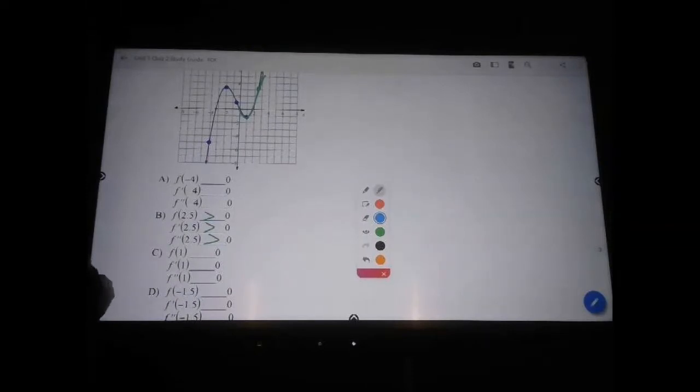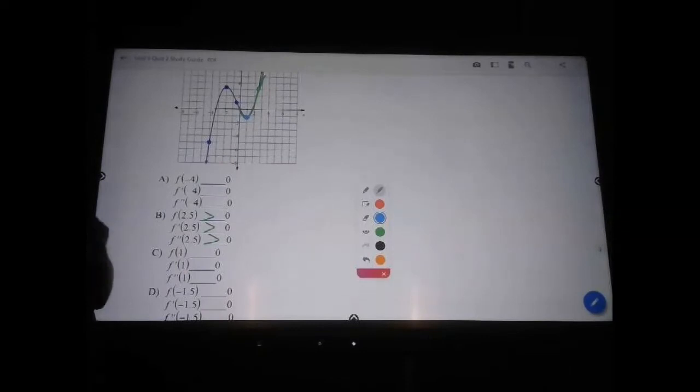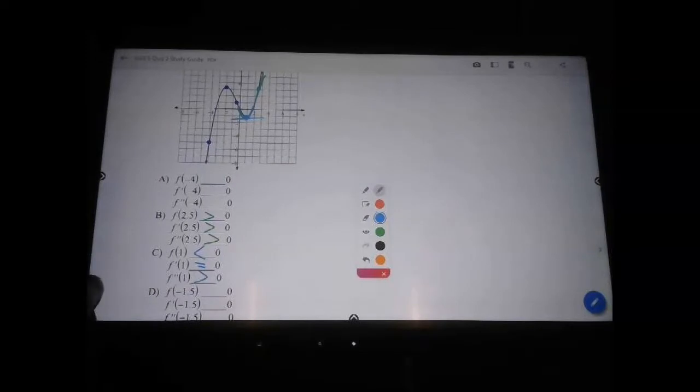At 1, that's right here. At that point, I would say the y value is negative because it's below the x-axis. I would say the slope is 0. It actually equals 0 because we have a flat tangent line at that point. And it's still on a concave up interval, so I would say that the second derivative is still positive there. Okay?